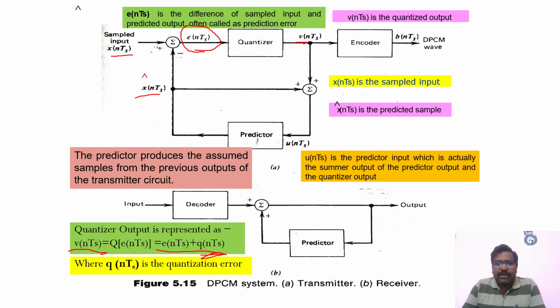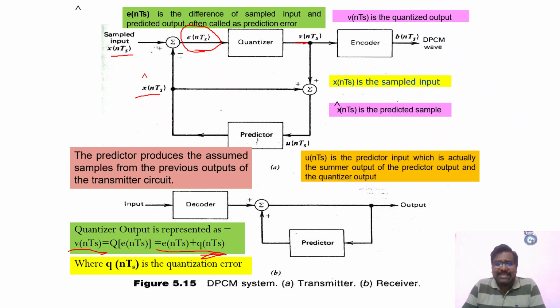After that, the v of nTs signal is given to the summer block. In this summer block, one input is v of nTs and the other input is the predicted sample. Both are given to this summer circuit, and the output of the summer is u of nTs. The u of nTs is given to the predictor input.